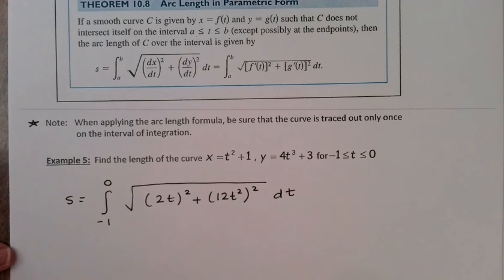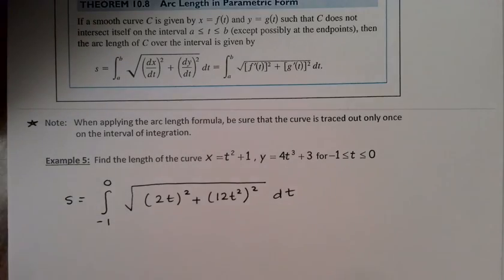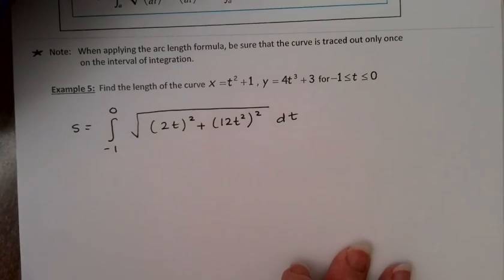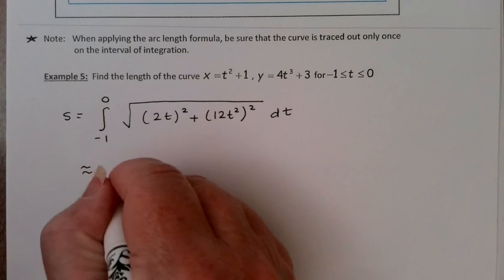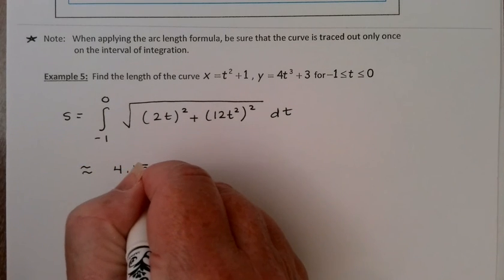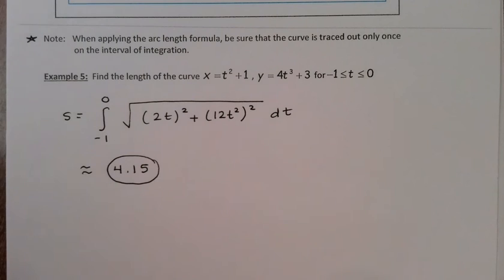Now, as we saw earlier, oftentimes arc length formulas are particularly messy to evaluate by hand. This one's technically doable if you kind of factor out a t squared, but I'm not going to hold you responsible for integrating these by hand. Once you have them set up, perfectly fine to just set that integral right into the calculator, and if you do, you're going to get about 4.15 for that arc length.